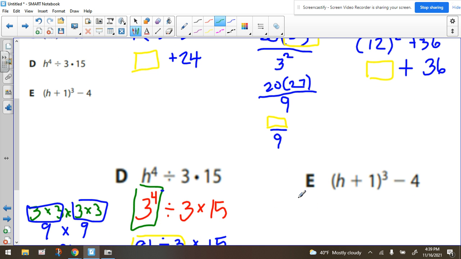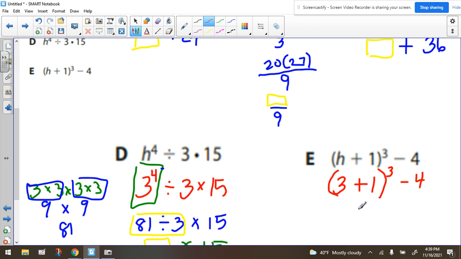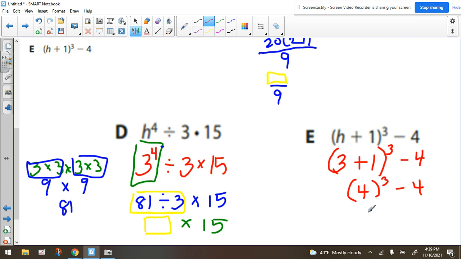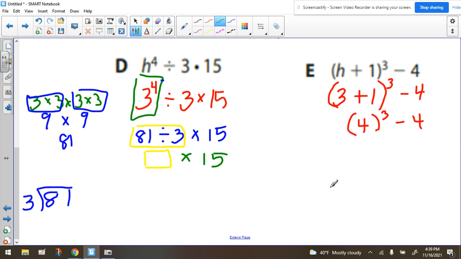All right, let's move on to E. If we substitute in the 3, make sure you're writing all this down on your piece of paper, by the way. So this plus this would be 4, and we have to cube that. So just a reminder of what 4 cubed means. I'm going to put it down here out of the way. It means 4 times 4 times 4.